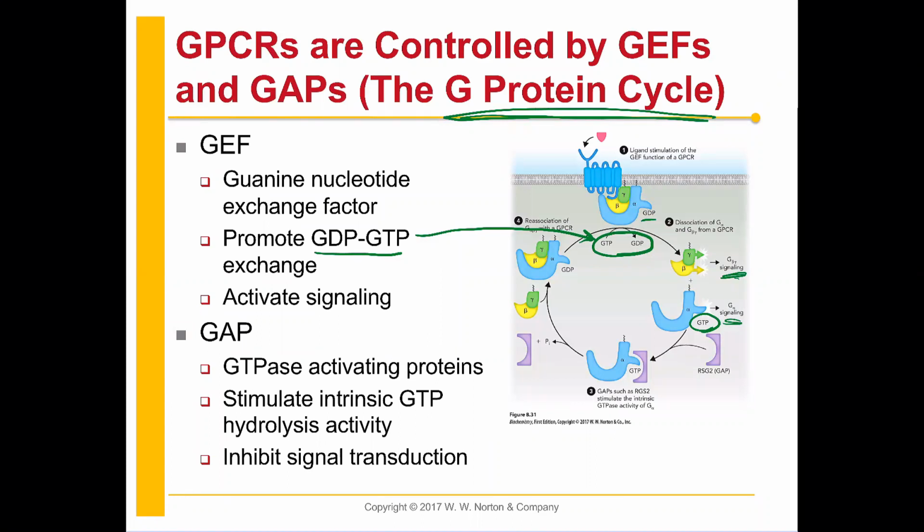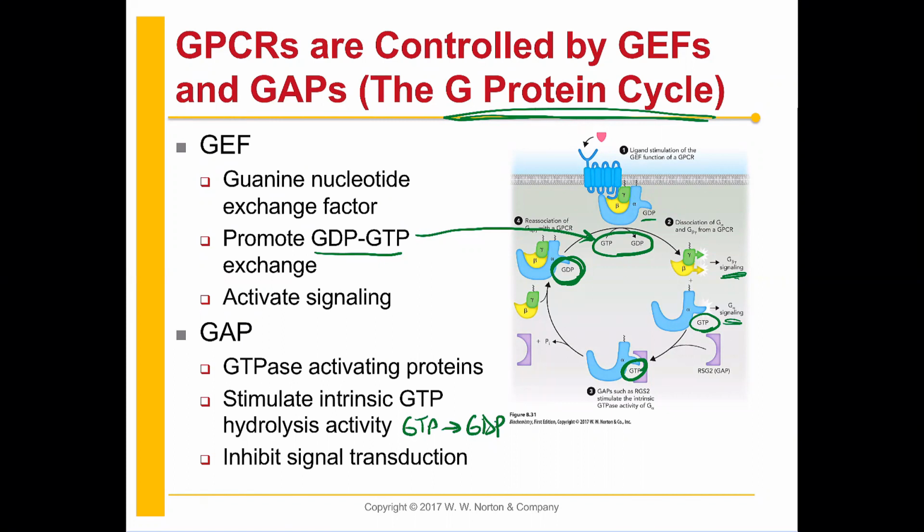Well, we have what are called GAPs. GAPs are GTPase activating proteins. GAPs are going to stimulate the GTP hydrolyzing activity of a G protein. So we're going to change from having GTP to having GDP, GTP to GDP. This is what is going to inhibit signal transduction.